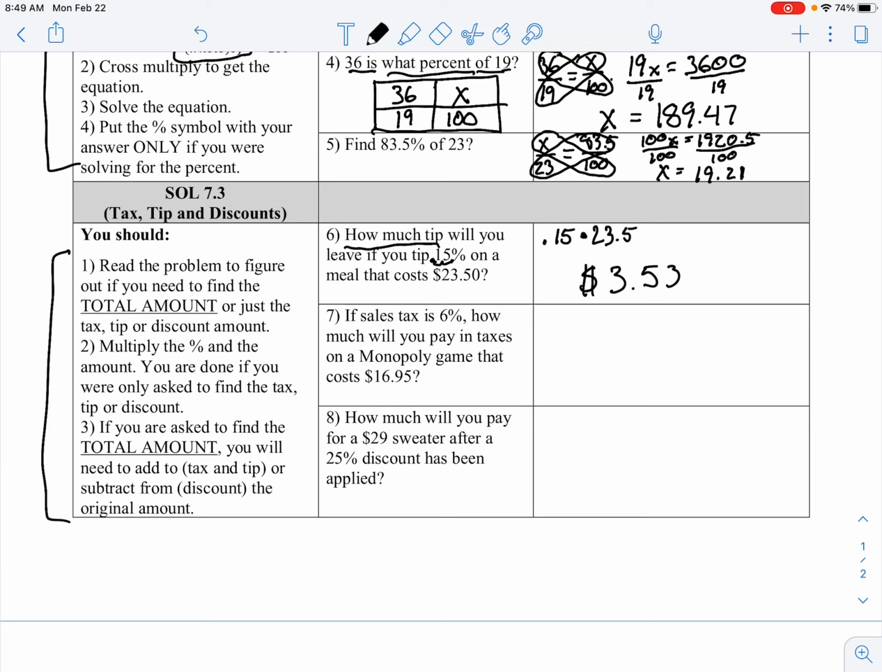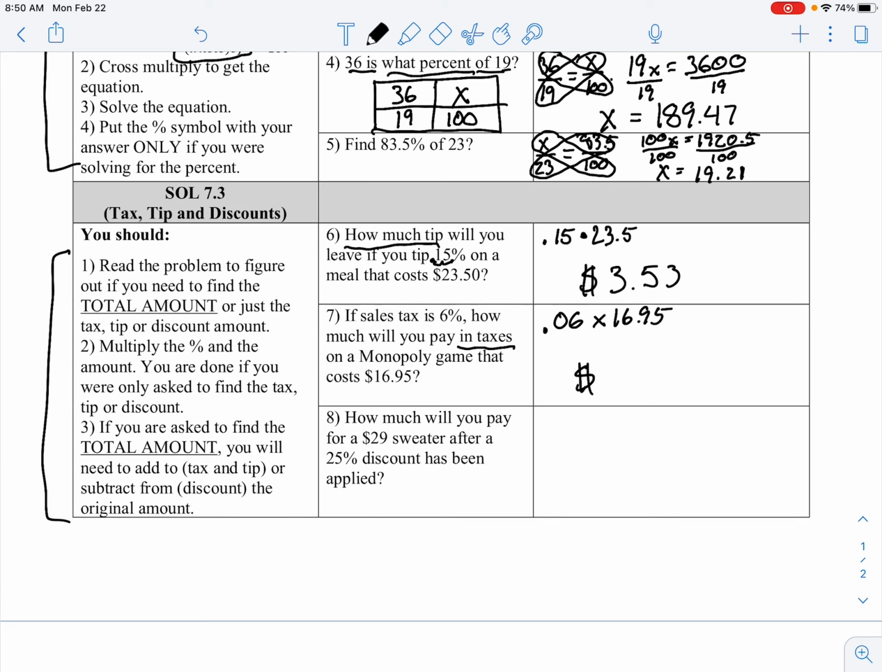All right. So if sales tax is 6%, how much will you pay in taxes? So that's not the total again, right? That's just the tax amount. How much will we pay in taxes on a Monopoly game that costs $16.95? So once again, we are turning that 6% into a decimal. So move it to the left twice. So we're going to get 0.06 times the original amount.